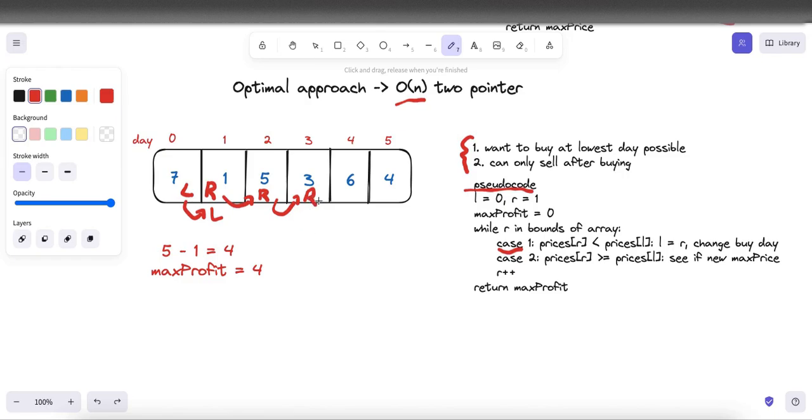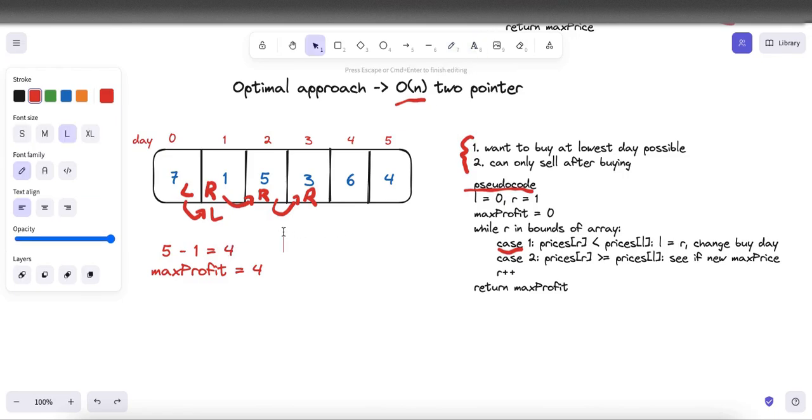In this case, our right pointer still points at a value greater than our left pointer, so we know that we can make a profit. We calculate the profit again. In this case, it's 3 minus 1, which is equal to 2. We do not beat our current max profit, however, so we do not update it.